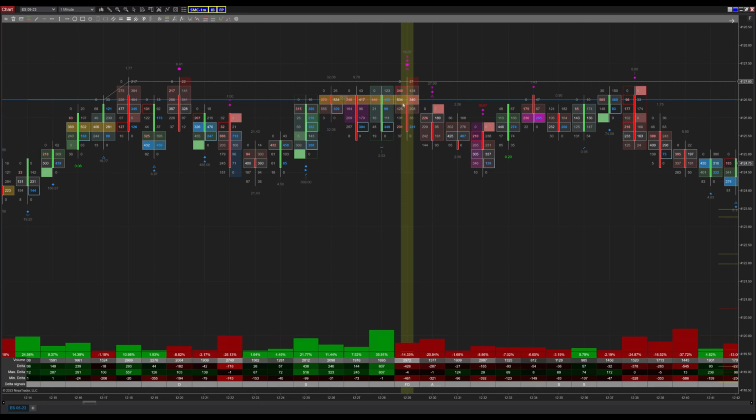So you can start to put some concepts together here. So we have delta divergence. We have a delta flip. Likely you'd have trapped traders here as the market starts to move away from them. So you've got a number of things suggesting that this would be an area where, if not taking action on the short side, you'd want to be tightening up any thoughts about staying long or getting long. All right, delta flip.